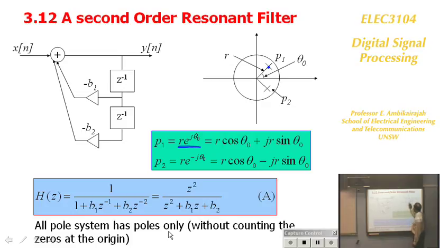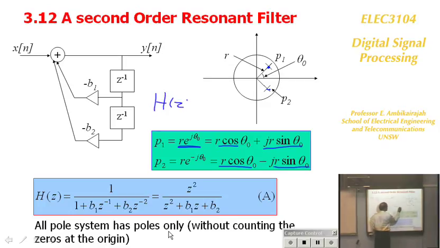That is re^(jθ0), which is r cos θ0 plus jr sin θ0. This one is re^(-jθ0), r cos θ0 minus jr sin θ0. That's this position. Now we put in a transfer function. How do you get the transfer function?